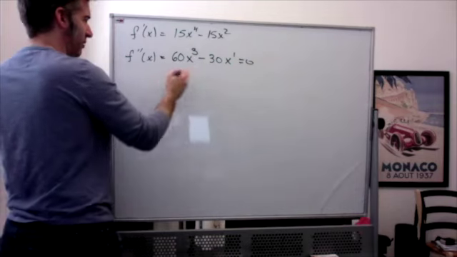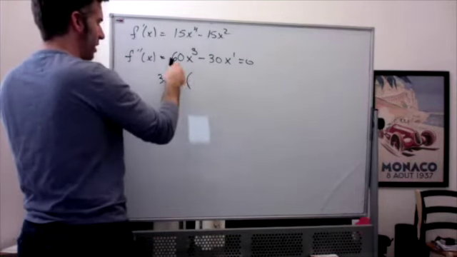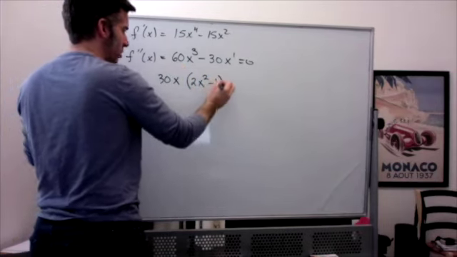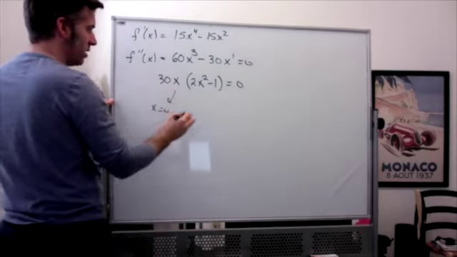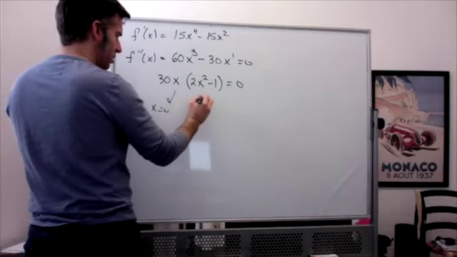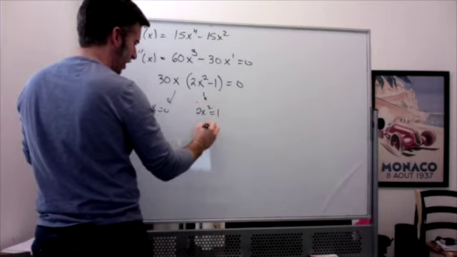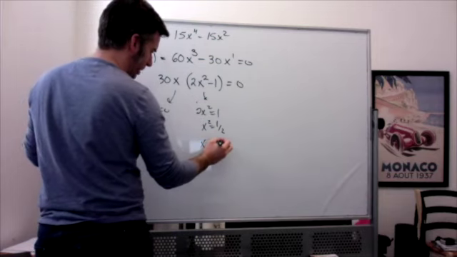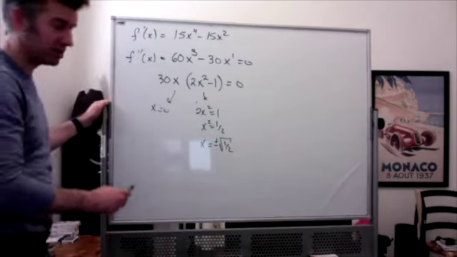Factor, I can factor out 30x. I'm left with 2x squared minus 1. So I'm going to get x equal to 0. And I'm going to get 2x squared equal to 1, x squared equal to 1/2, x equal to plus or minus the square root of 1/2. It's kind of gross.